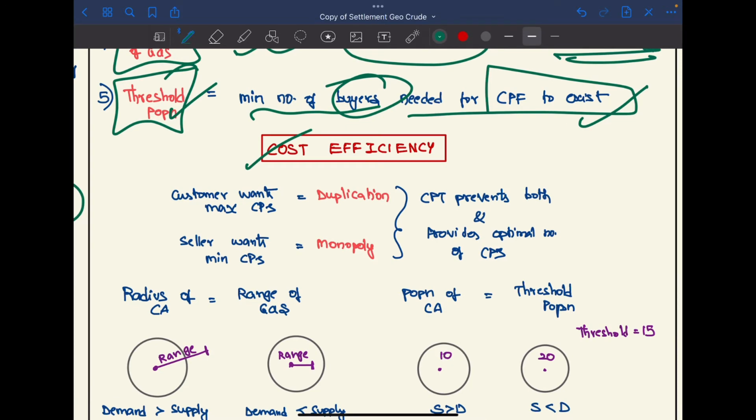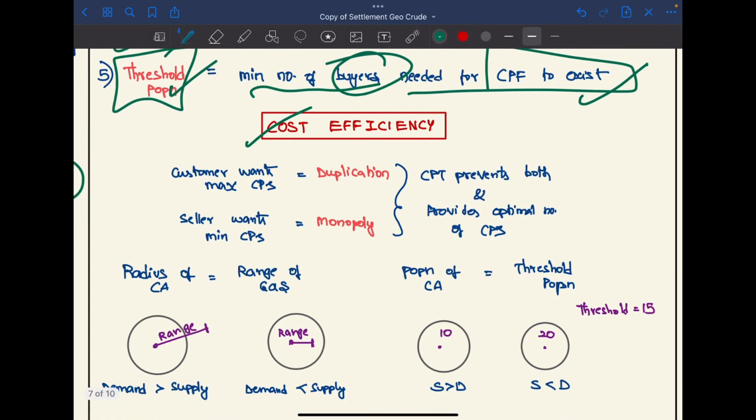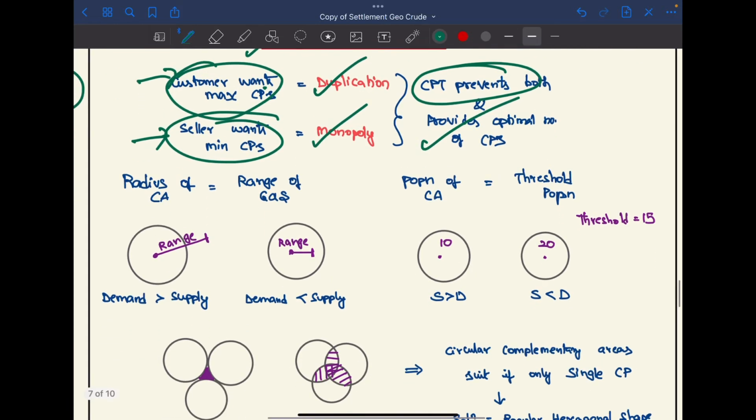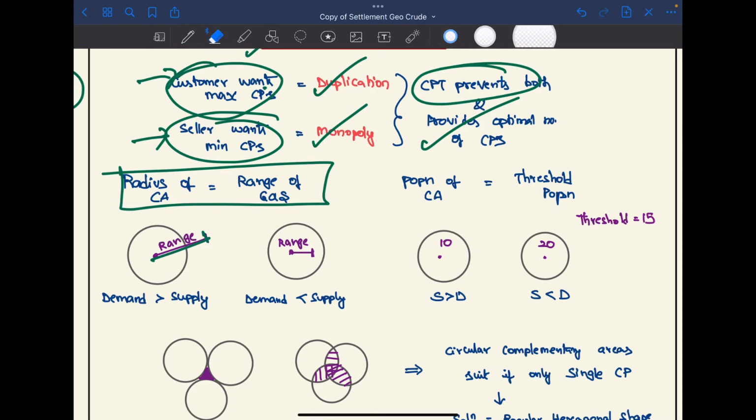Next, to attain cost efficiency, what should we do? First of all, the customer wants the maximum number of CPs because he wants the best service, and the seller wants the minimum number of CPs because he wants to reduce his cost. But this will lead to duplication and this will lead to monopoly. CPT wants to prevent both and provide the optimal number of central places. So for this, first the radius of the complementary area must be equal to the range of goods and services. If the range is more than the radius of the complementary area, demand will be more than supply, and if it is less, demand will be less than supply.